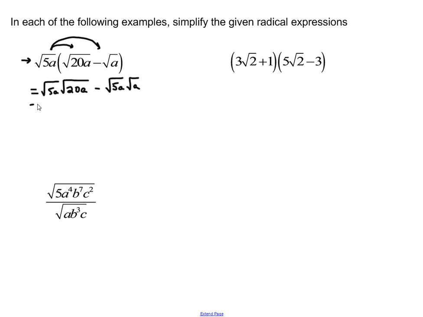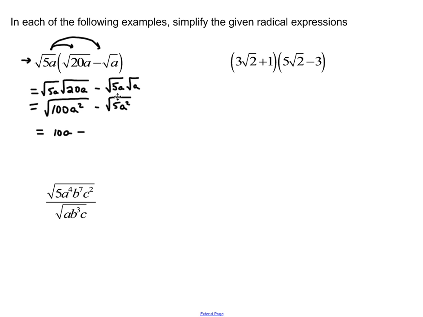All right, so we carry out the multiplication. These look just like some of the multiplications we were doing before, and we'll note that square root of 5a times square root of 20a is the square root of 5 times 20, which is 100, times a squared, minus, and let's see, square root of 5a times square root of a comes out to be square root of 5a squared. So we look for the perfect square factors under each of these radicals. Of course, 100 is the square of 10, and the square root of a squared is a.